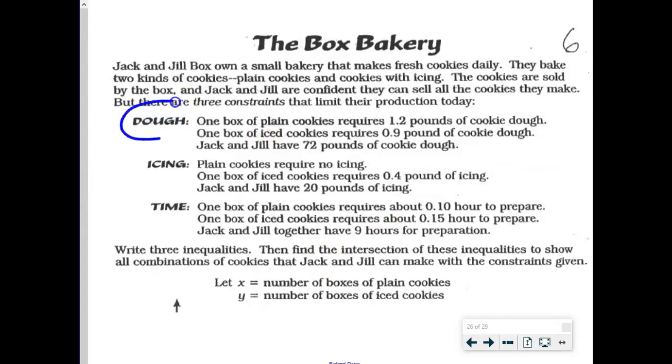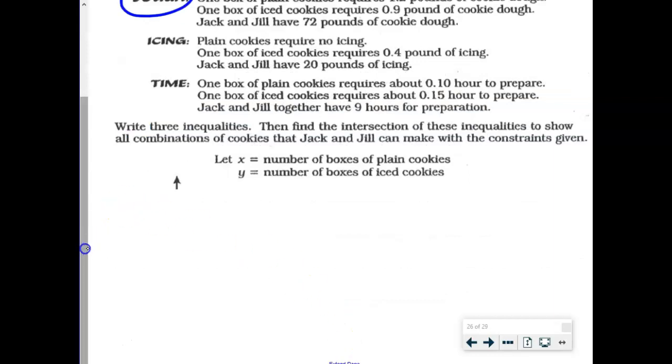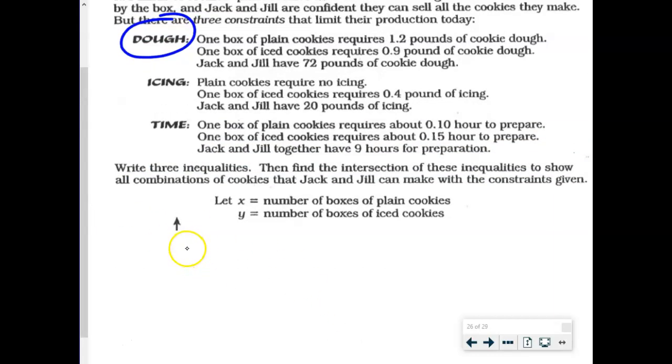So the first set of constraints, restrictions that occur, is one box of plain cookies requires 1.2 pounds of cookie dough, and one box of iced cookies requires 0.9 pounds of cookie dough, and Jack and Jill have 72 pounds of cookie dough. So we're going to be able to set up not an equation this time, but an inequality that represents their restrictions based on just how much dough they have. So 1.2x for every plain box of cookie, and then 0.9y for pounds for every iced cookie box. And they have up to 72 pounds of dough. So what mathematical symbol would represent that situation if it's up to? Less than or equal to 72. Nice call.